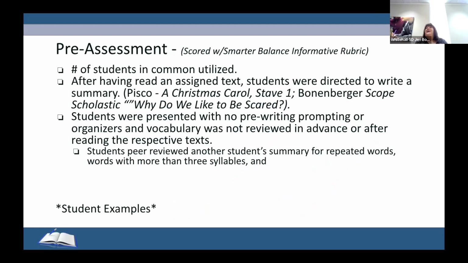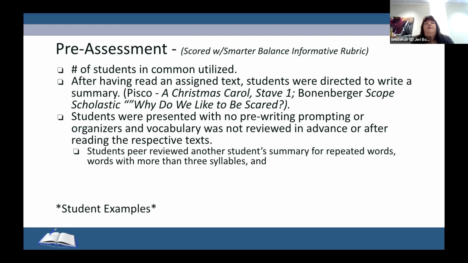So we had some students that we had in common that we focused on, and we also gave some input on students that we didn't have in common, and we showed different examples of that. After reading an assigned text, we had the students write a summary. For Emily's classes, it was A Christmas Carol. And for my class, we read a nonfiction article, Why Do We Like to Be Scared, from Scope Scholastic. The students were not given any pre-writing prompt in our first summary. They were just told, we read it together, summarize it.